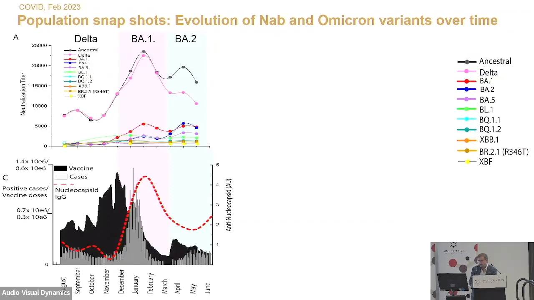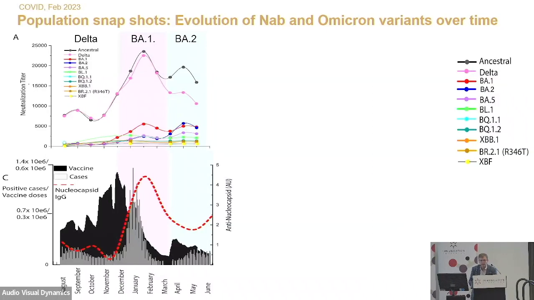In these slides, the Delta wave is shown in grey, the BA1 is shown in pink, and the BA2 wave is shown in blue. In the bottom slide there, the black bars show the rate of uptake of vaccine in the American population, and the grey bars show the number of infections, with the increase in infections correlating with the Omicron wave in December.